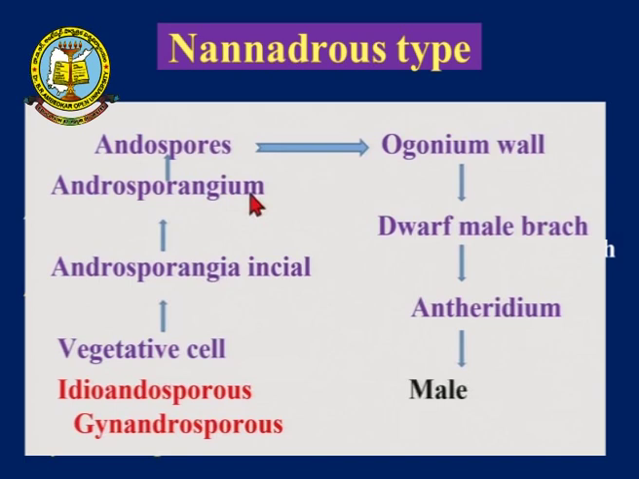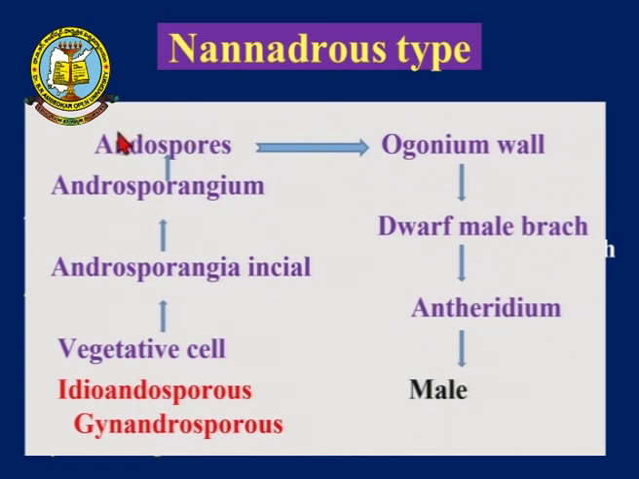Let's see the Nannandrous species also. So far we completed the Macrandrous species. In Macrandrous, the male gamete is formed directly from the antheridium. But in Nannandrous species, the vegetative cell develops as an androsporangium initial, instead of an antheridial initial. This androsporangium initial develops as an androsporangium, which later produces androspores.